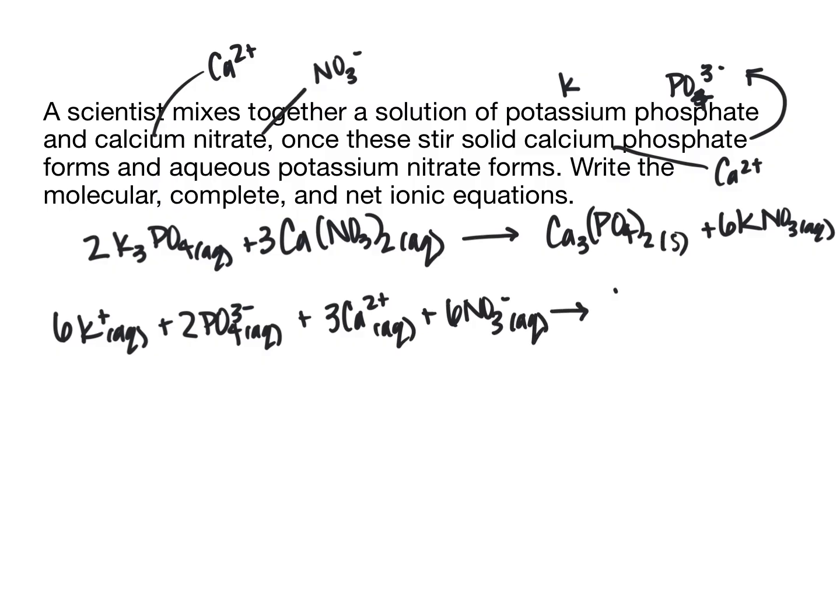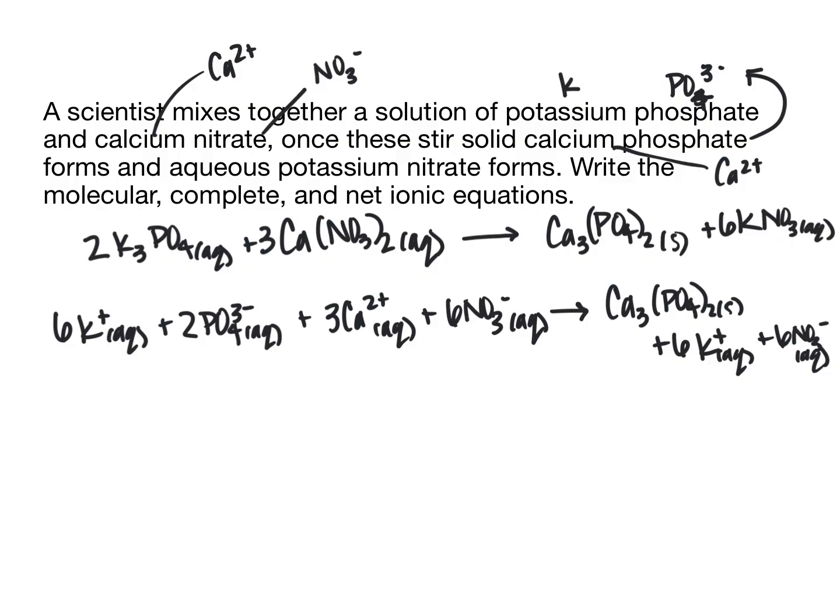So then the calcium phosphate stays together because it's a solid, so it's not in the aqueous phase. Then we're going to add 6 potassium ions plus 6 nitrate ions. From here, we have a complete ionic equation.